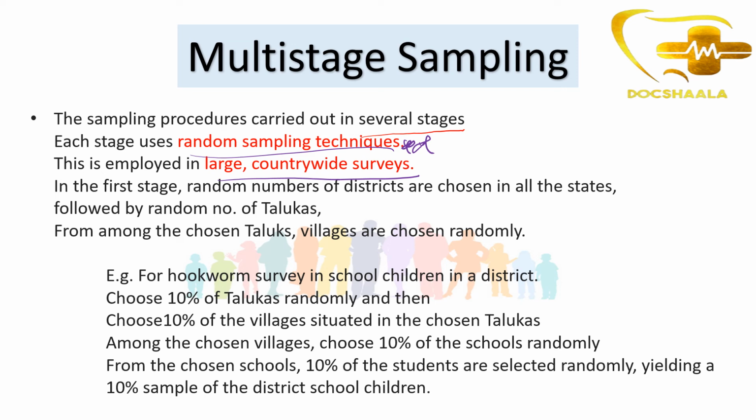In the first stage, a random number of districts are chosen, and then coming to states, then a random number of talukas, then villages. So like this we choose. For example, in a hookworm survey in school children in a district, 10% of talukas are chosen randomly, and then 10% of villages situated in those talukas, and among those chosen villages, 10% of schools are randomly chosen. From those chosen schools, 10% of the students, yielding a 10% sample of these district school children. So we have taken a very large sample and then derived a smaller part, but this is not the case in multi-phase sampling, right? We have seen that.